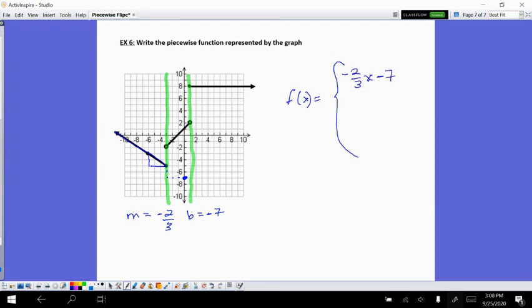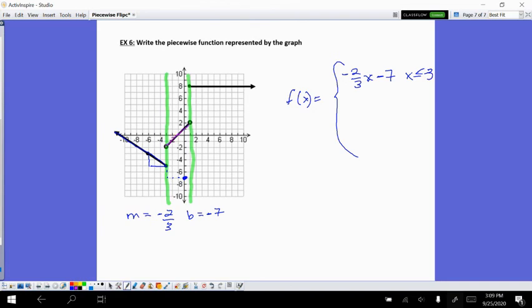That graph is to the left and only the left of negative 3. And there's a solid dot at the value of negative 3, so x is less than or equal to negative 3. The next line I'll do in purple.